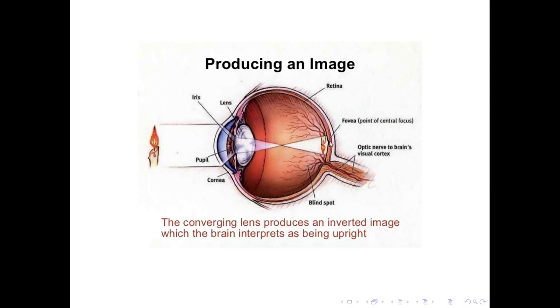And here we have the fovea, the point of central focus, and the optical nerve, and we also have a blind spot where you can actually test that. It's actually quite funny. But one thing you should notice is that when the light from the candle gets focused by the lens, it's upside down.